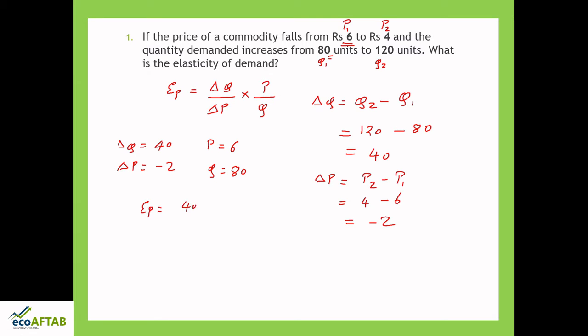Delta Q is 40, delta P is minus 2, multiplied by P is 6 and Q is 80. So, here you can see 4 ones are 4, 4 twos are 8, and here 2 ones are 2, 2 threes are 6. So, what is left with us is 3 divided by minus 2. So, this I would like to call elasticity of demand is equal to minus 1.5.